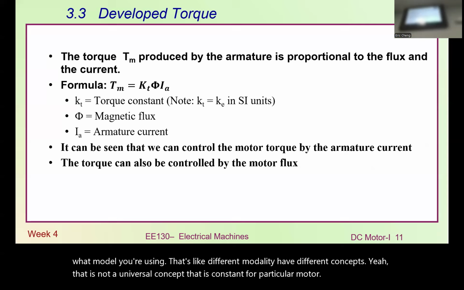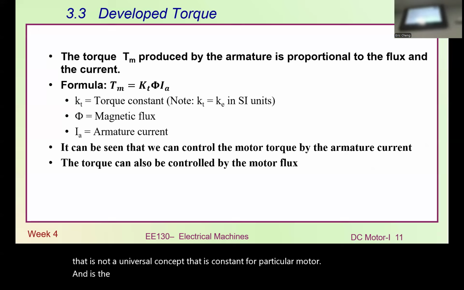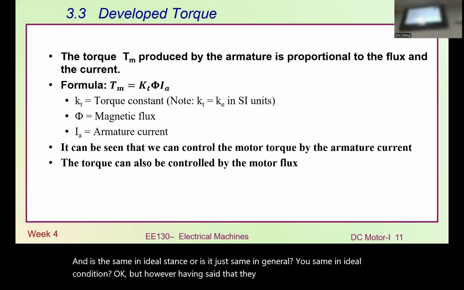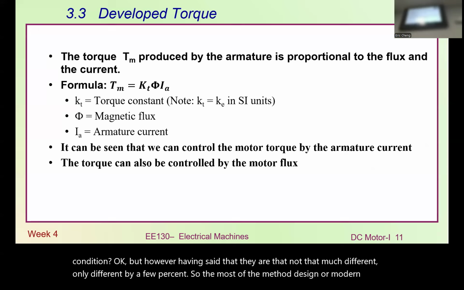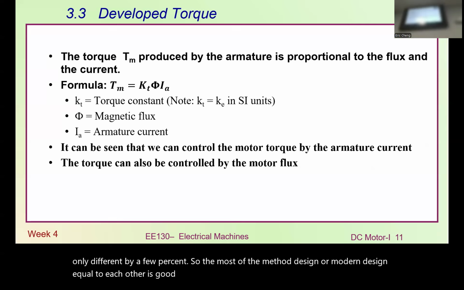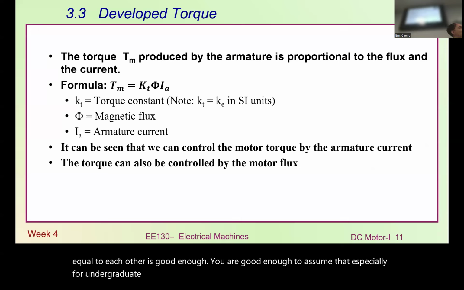And is this the same in ideal conditions or is it the same in general? It's the same in ideal conditions. Okay. However, having said that, they are not that much different, only different by a few percent. So most of the magnetic design or motor design assumes them to be equal to each other. It's good enough to assume them equal, especially for undergraduates. But for postgraduates, we know that they differ by maybe up to 5%.